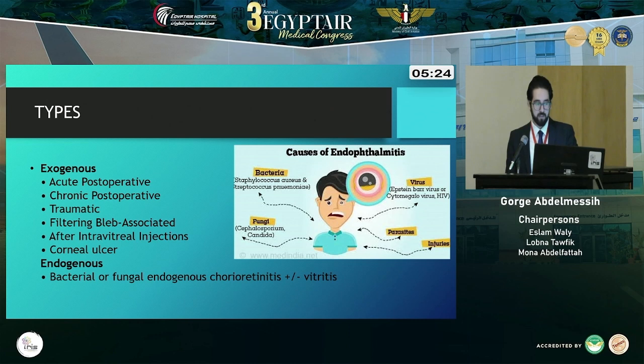Types of endophthalmitis might be exogenous or endogenous. Exogenous might be acute post-operative or chronic post-operative, traumatic, filtering bleb associated, after intravitreal injection or corneal ulcer. Endogenous might be bacterial or fungal.